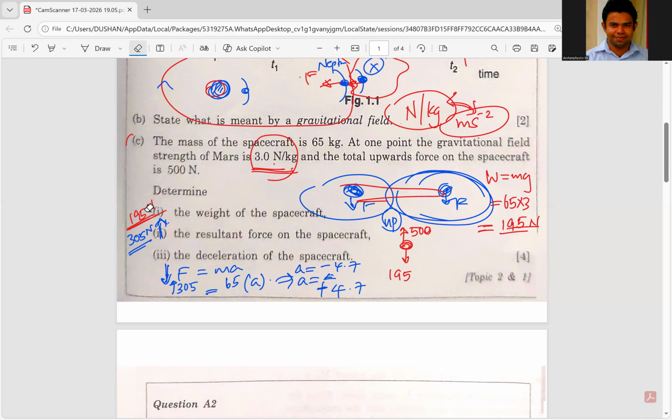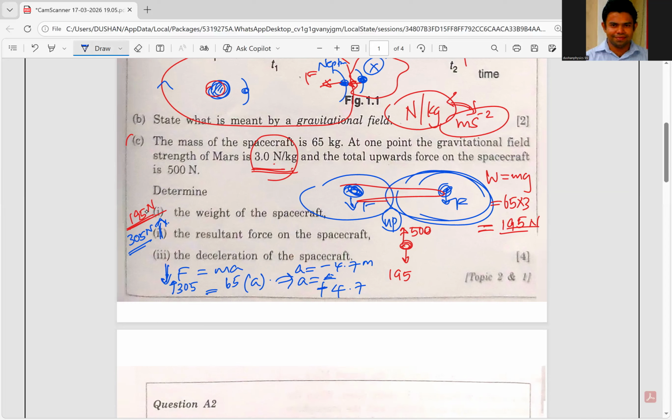Right, the answer is 4.7. What is the sign? Meters per second squared, m/s². Sanket, did you get the answer at the end? Yes, sir. Manuka? Yes, sir. Okay.